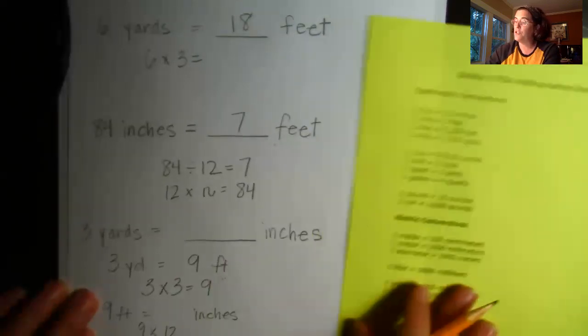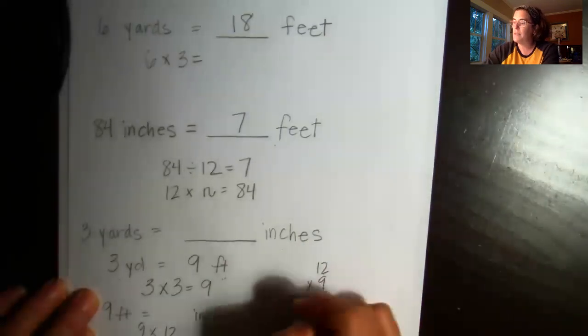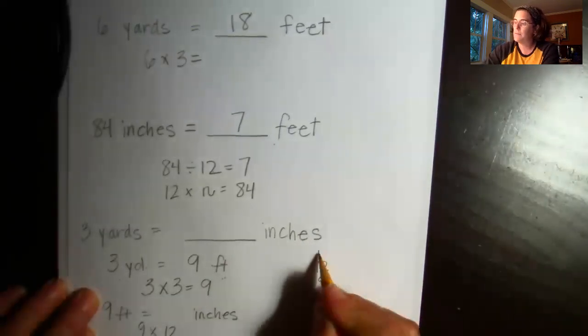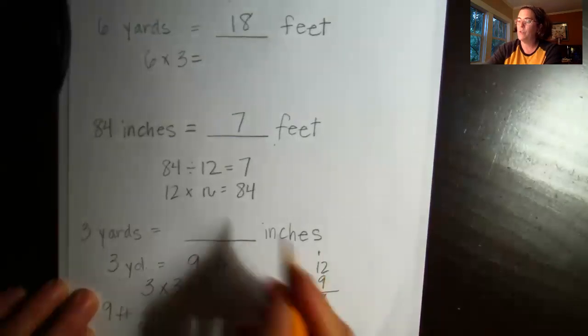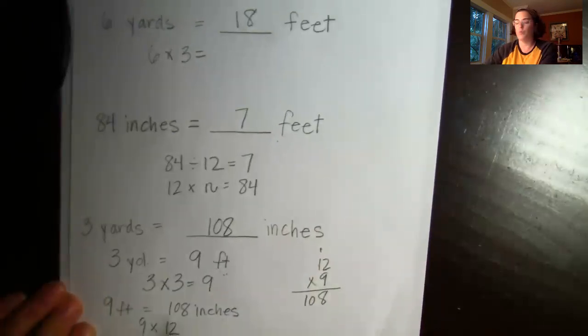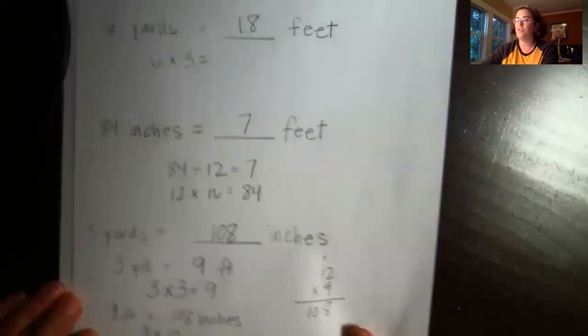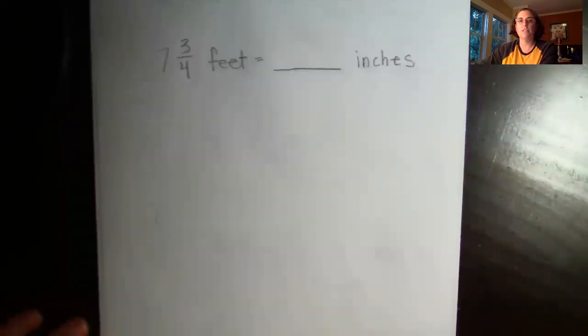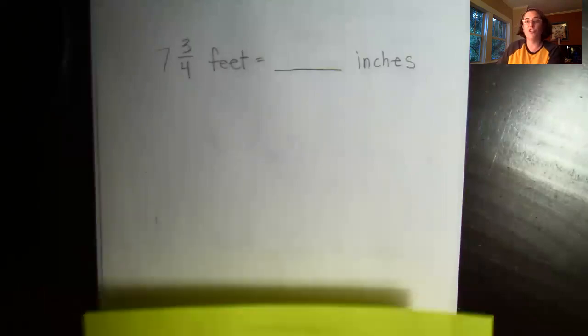And if I need to, I can do this off to the side. 12 times 9 equals 108. So now I have my conversion. 3 yards equals 108 inches. All right, let's try one more type of problem you're going to see today, and that is a problem with fractions. Now, you guys have learned all about fractions, so this shouldn't worry you.